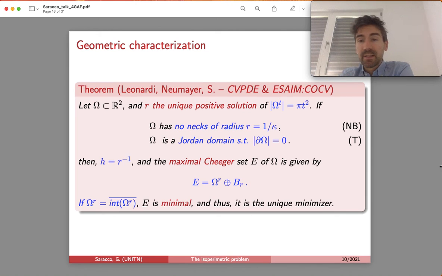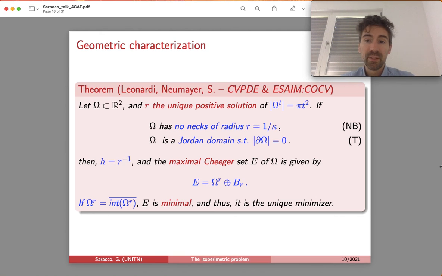Now, what about uniqueness? As I told you, we can only speak about maximality up to this point, but we also proved that if this set equality holds, that is, the inner parallel set at distance r coincides with the closure of its interior, then E is also minimal. And this actually means that E is the unique minimizer. So this is basically the characterization that we had for convex sets and strips, proved for a much wider class that is basically sharp. You cannot really do any better.